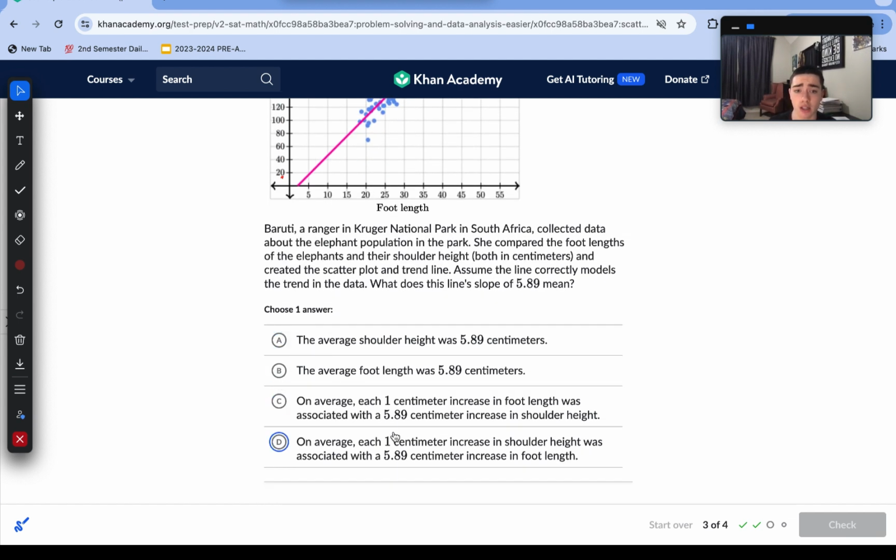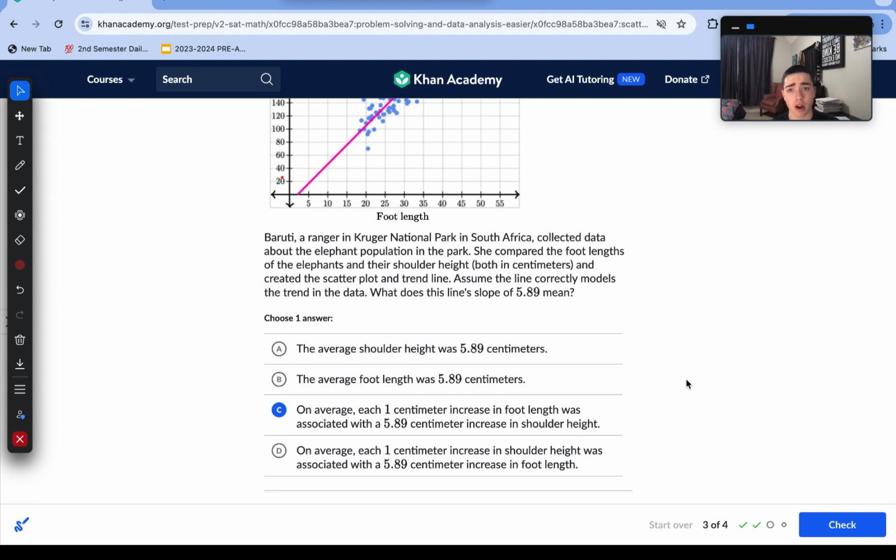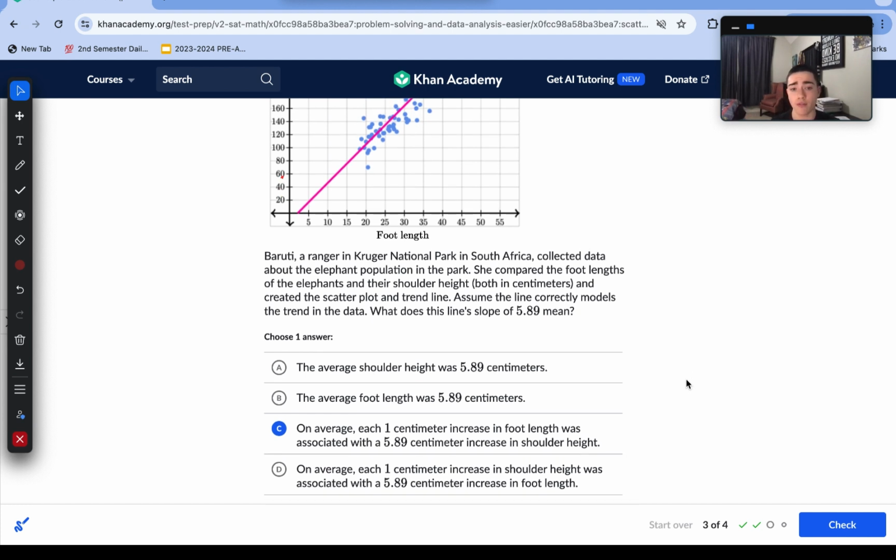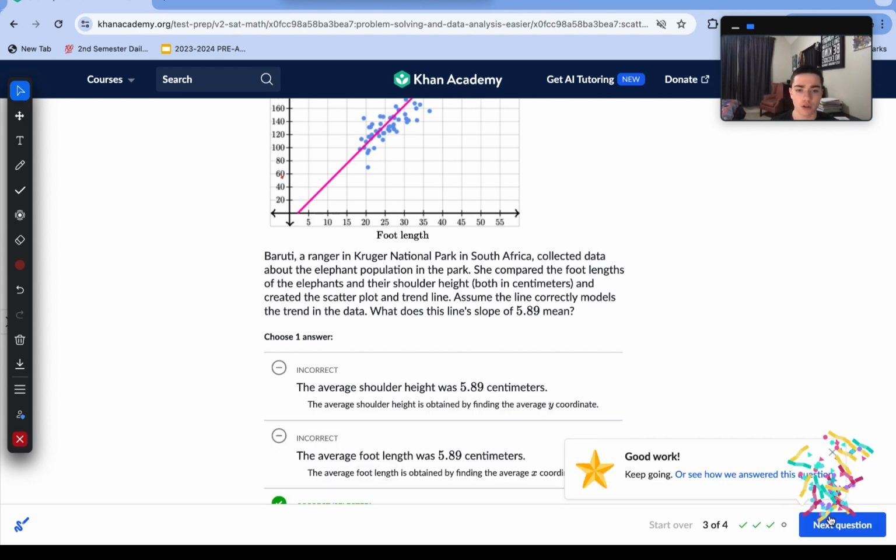So it's that rate of change. A foot length increase of 1 centimeter means a 5.89 centimeter increase in shoulder height. Of course, because it's 1 for the x-axis and then that value, 5.89, for the y-axis. If the x-axis is foot length, it's going to be that 1 centimeter increase for foot length, 5.89 for shoulder height.